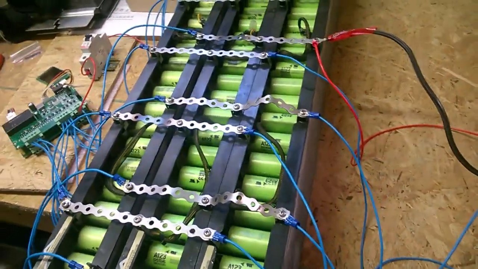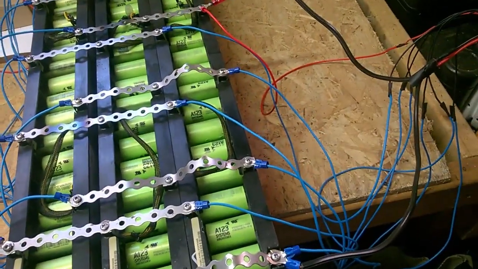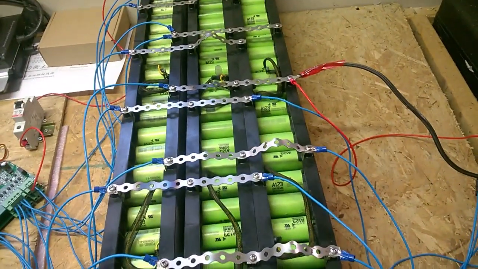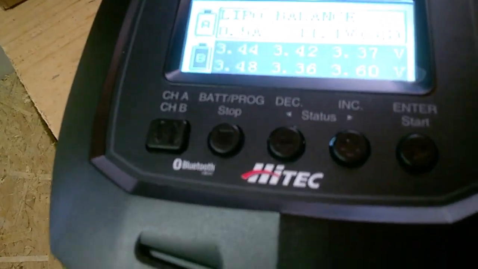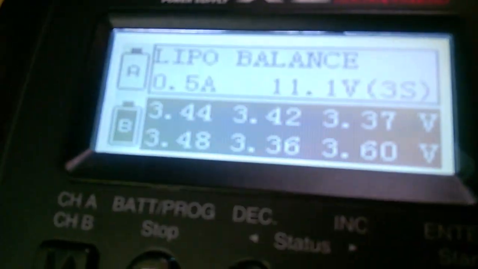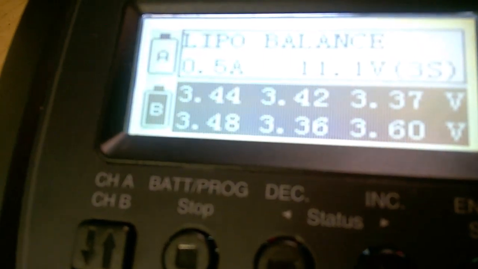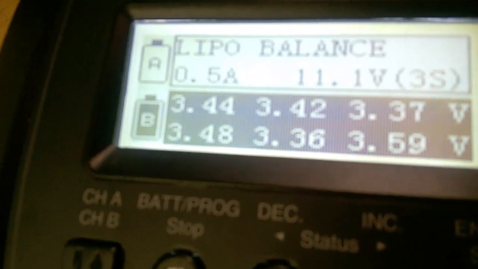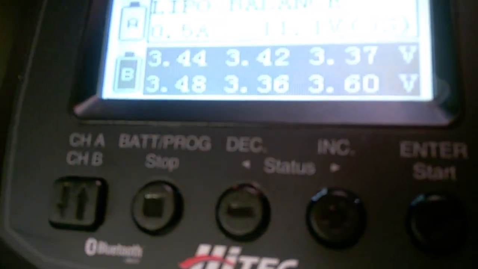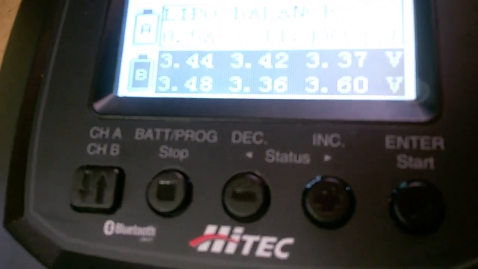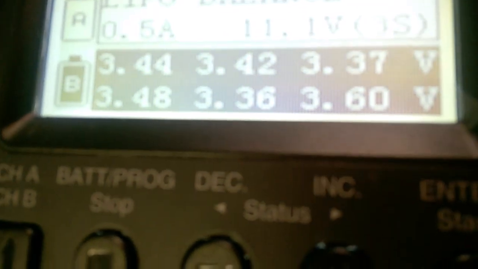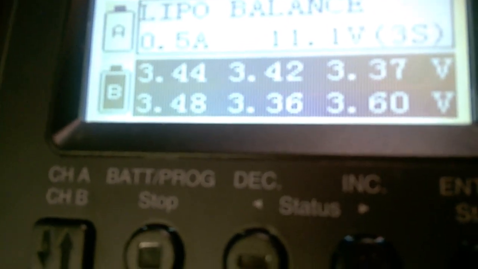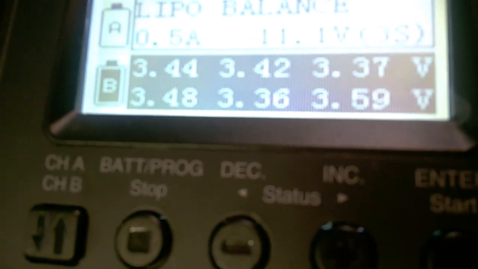Today, folks, I decided I would try a 6S balance charge with my high-tech balance charger. So it's in B, since LiPo's in A, so B is my LiFe. You can see that darn one stuck there at 3.6, so it won't overcharge that cell because it's on a balance charge.